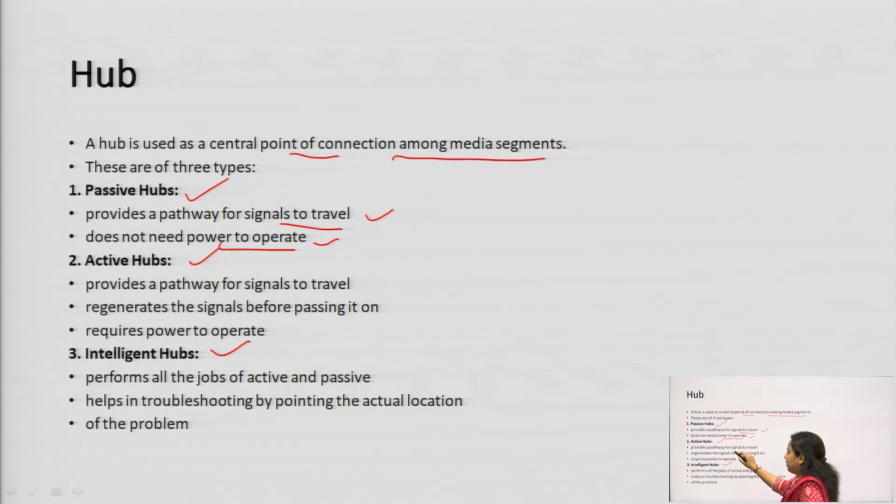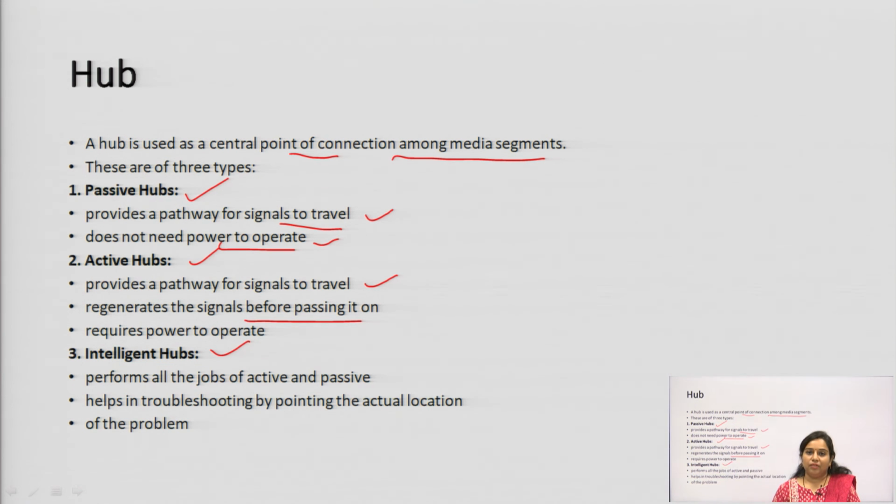In the case of the active hub, it provides a pathway for the signal to travel, but it will also regenerate the signal before passing it on. So, what is the main advantage of using an active hub? It will regenerate the signal, which means regenerative repeaters are used. I have told you what repeaters are. Repeaters are devices through which we transfer the information, and they repeat the same signal.